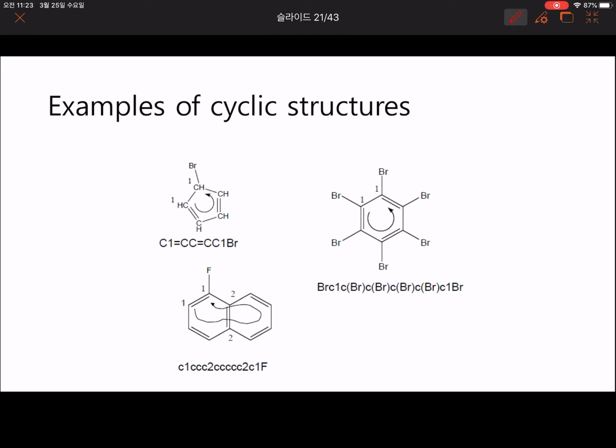And here are more examples. In this example, it starts from here and the cycle goes to here, right? Here it starts from here and the cycle goes to here. And here it starts from here and the cycle goes to here. And bromines are represented with parentheses. They are branching, right?